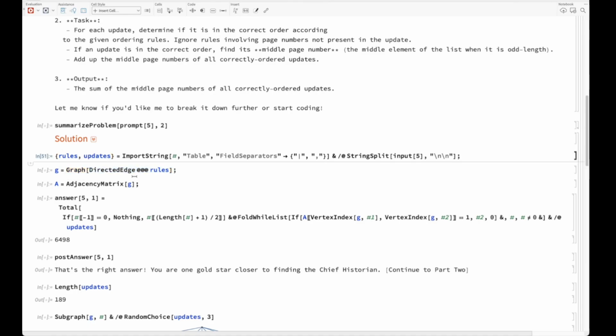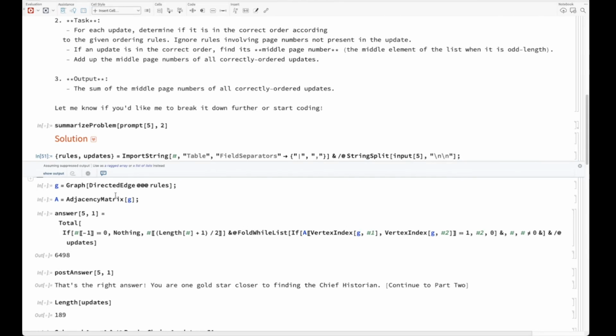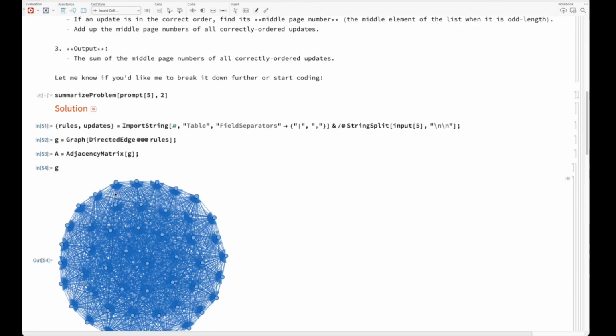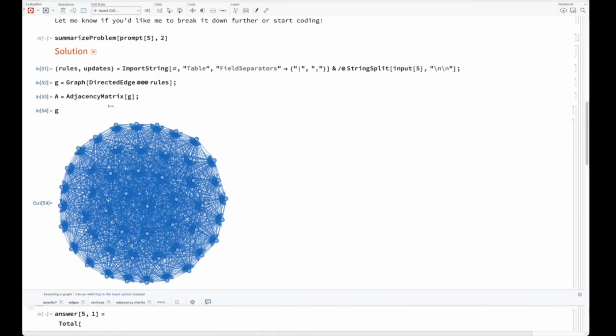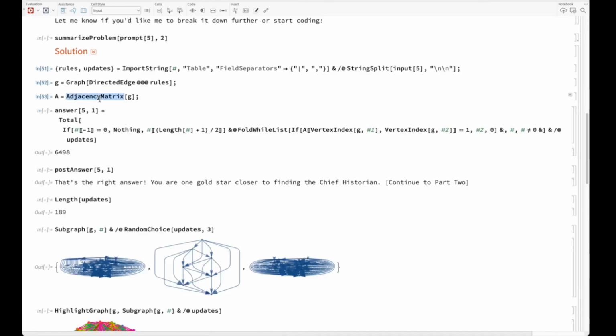Let me just rerun all of this. Oops, I pressed the button. So we have the graph. Let me look at the graph. Well, it's almost a complete graph, a very dense graph. From the graph, we can extract the adjacency matrix, and we can use that adjacency matrix to determine whether we can travel from one vertex to another.